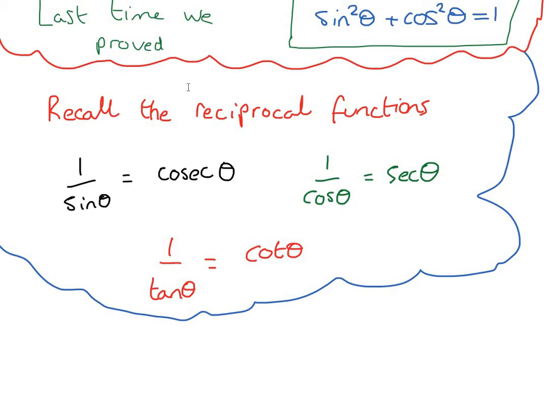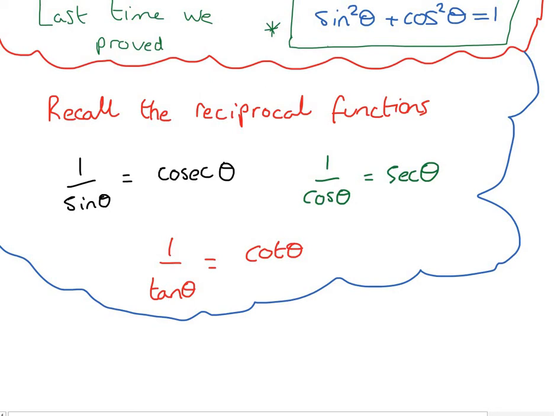This time we're going to derive some other Pythagorean identities similar to this one here. The sine squared plus cosine squared is 1. Now hopefully if you've seen my last video, we actually proved this result was true. So for any angle theta, if you take the sine of that theta and square it and add the cosine of that angle squared, you will always get 1.